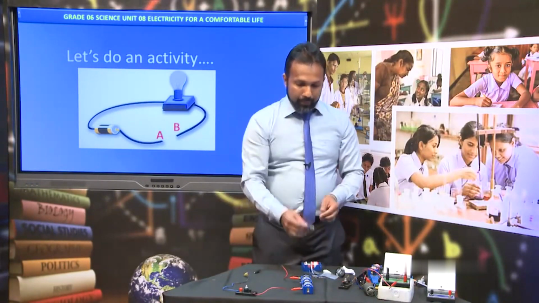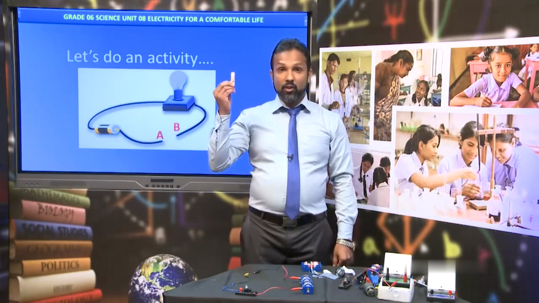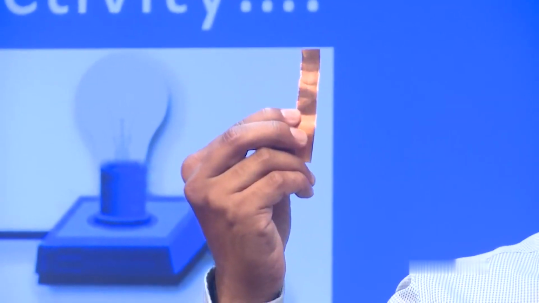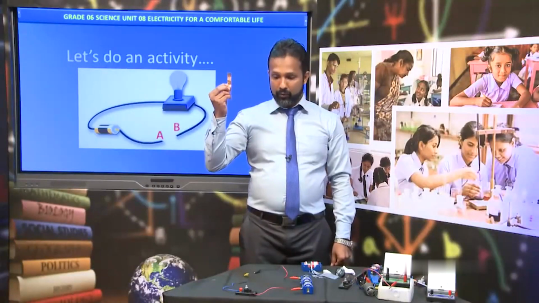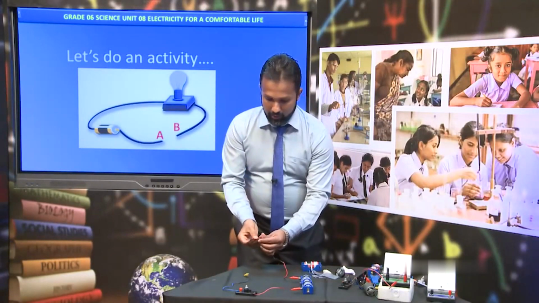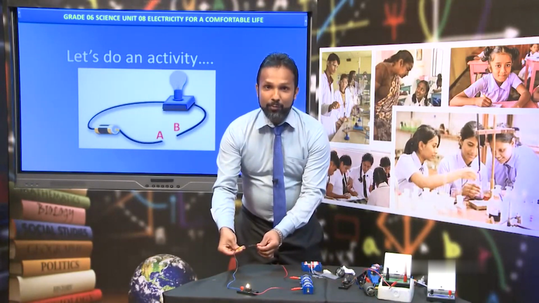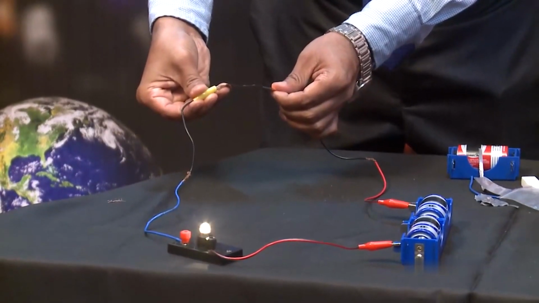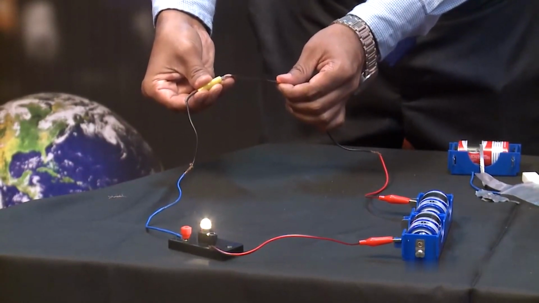I am going to keep copper. You know, my dear children, this is the metal copper that we used in the laboratory. I am going to place this copper piece in between A and B. You can watch whether the bulb glows or not. What can you observe? The bulb glows when keeping copper. What does that mean? Current passes through the copper.